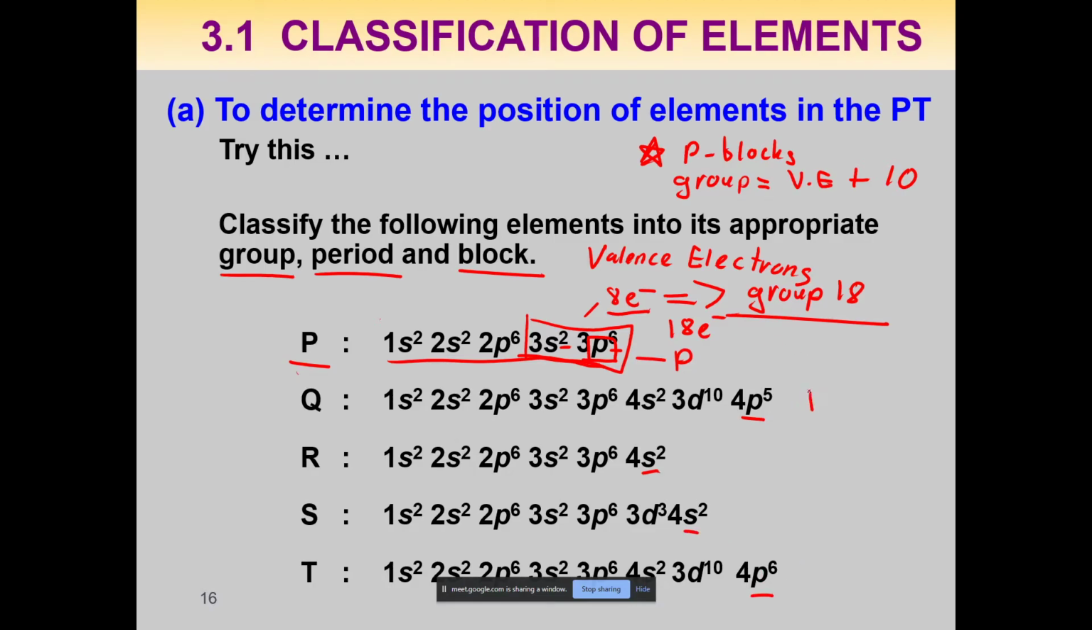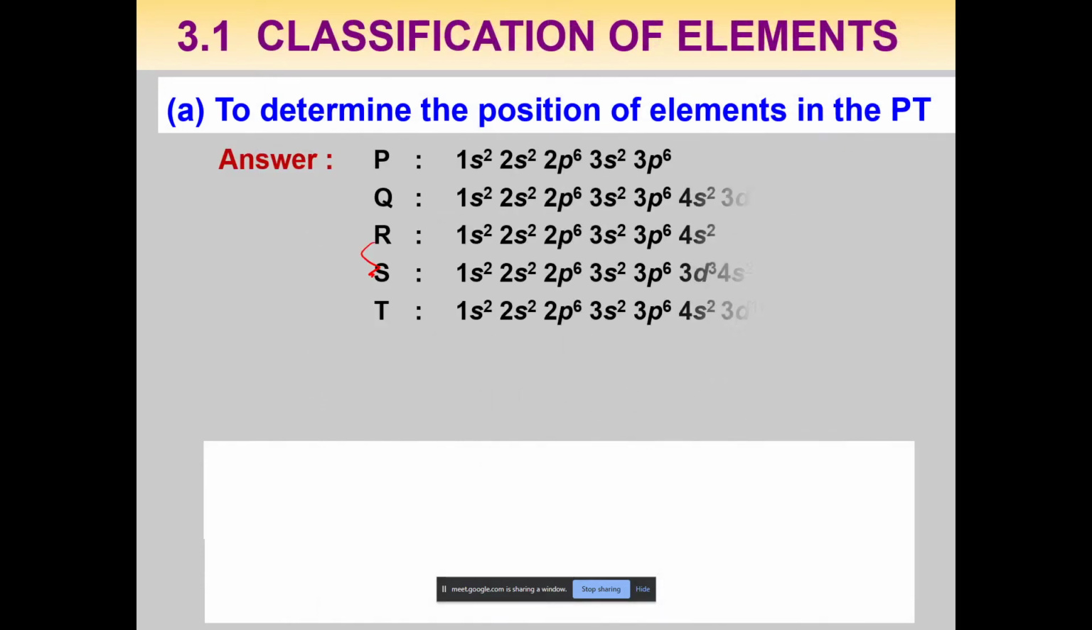Okay? So, we know this is P block, S block, S block, and P block. Only to take note is P block. For S, D, and F, we won't remember F. For S and D, the group number is based on valence electron. So, let's look at the answer.